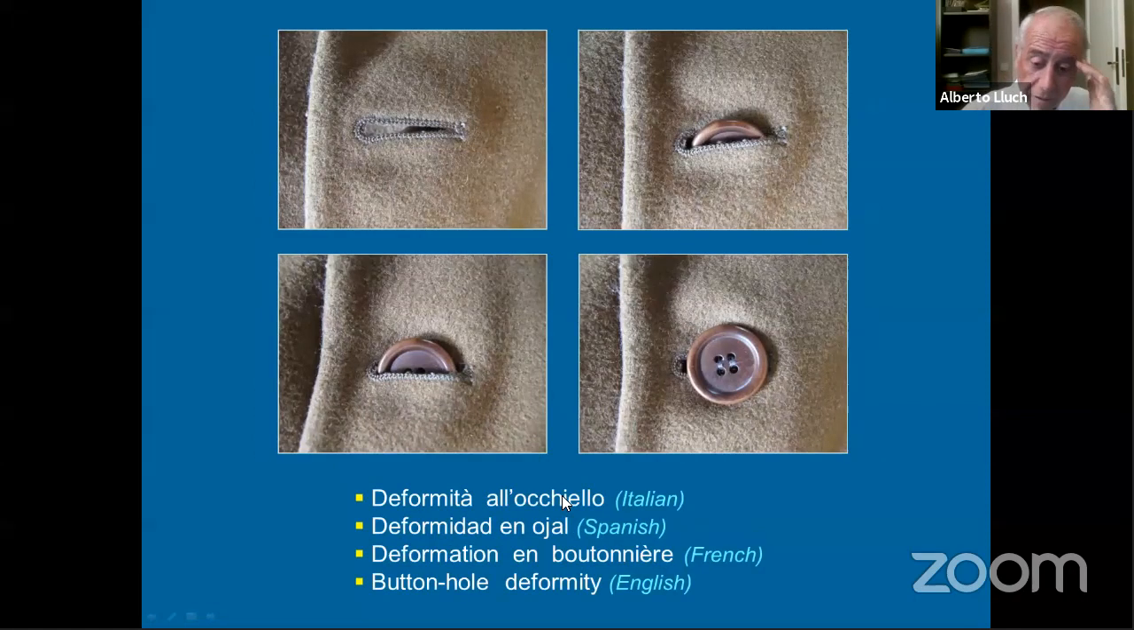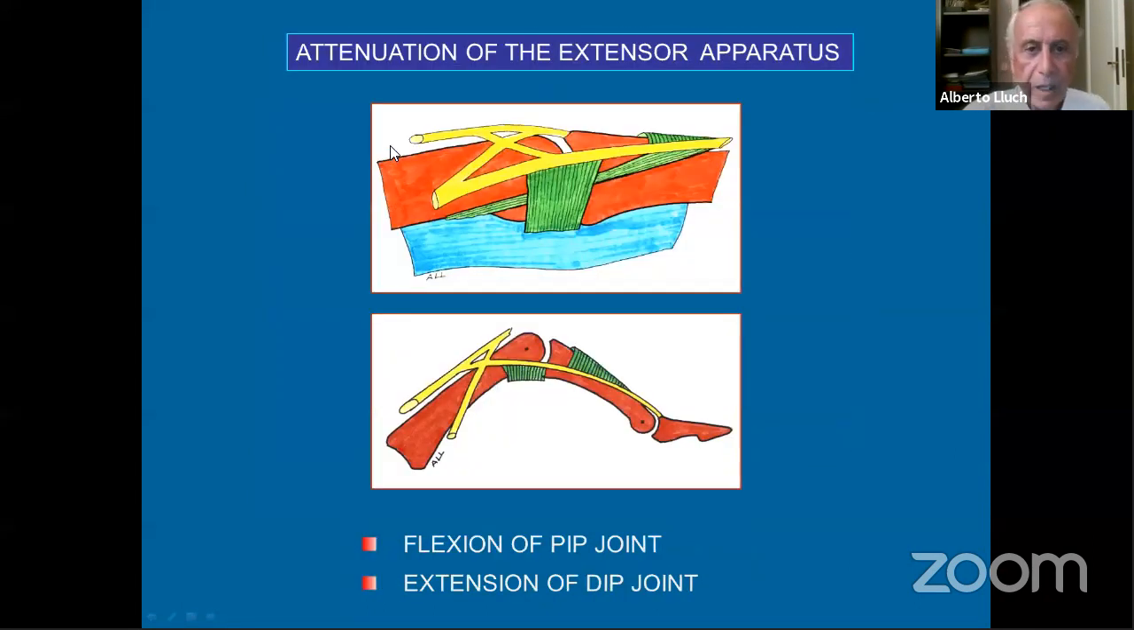Deformità all'occhiello in Italian, deformidad en ojal in Spanish, déformation en boutonnière in French, and buttonhole deformity in English, because the head of the proximal phalanx protrudes in between both lateral bands, and this is the buttonhole, the boutonniere. So what happens is an attenuation of the extensor apparatus, as we said before.